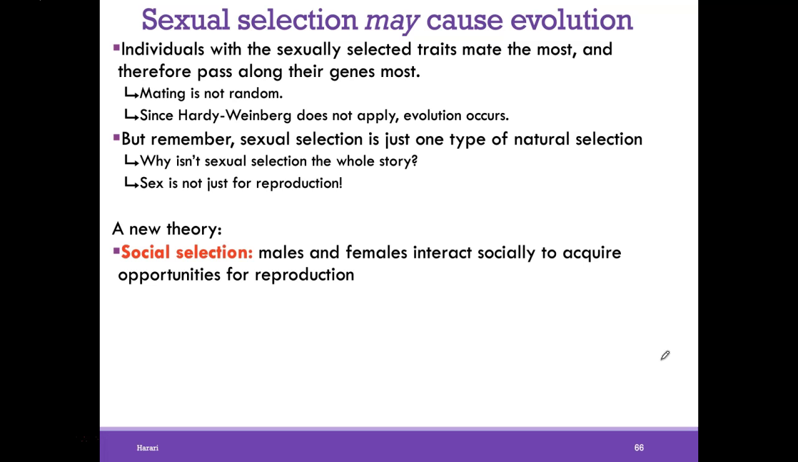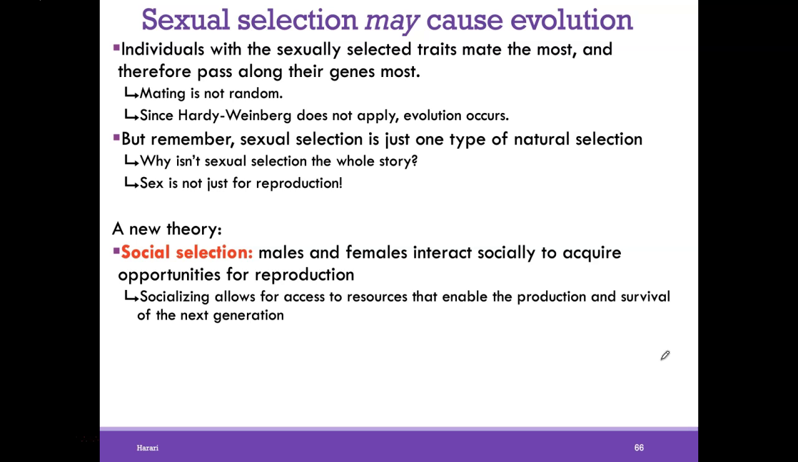There's a new theory that can replace sexual selection with social selection. The idea would be that in social selection, males and females interact socially to acquire opportunities for reproduction. Right? This is not just about sex and reproduction. It's about how we acquire the best opportunities to reproduce and raise offspring together. So socialization allows for access to resources that enable the production and survival of the next generation.